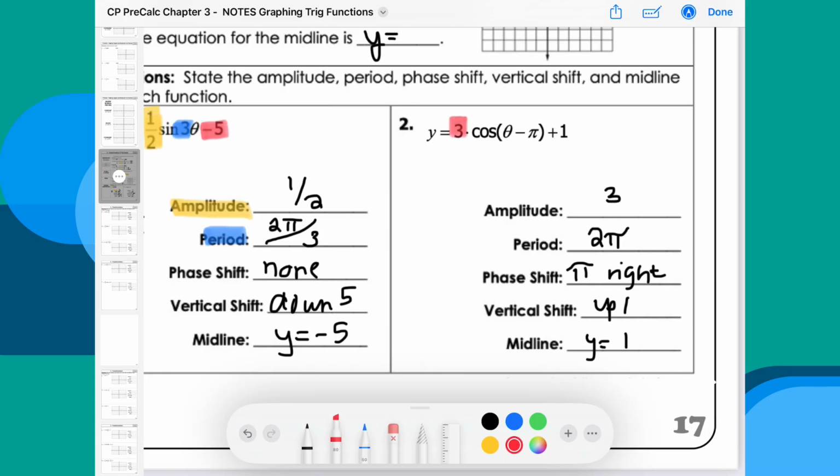So here we can see our amplitude is 3. For our period, there is just a 1 right there in front of theta. We have a minus pi in parentheses. That means we took a phase shift, a horizontal shift, to the right by pi. And then lastly, we have that plus 1 on the end, shifting our entire graph up. So let's add that on to what we already know about our graphs.